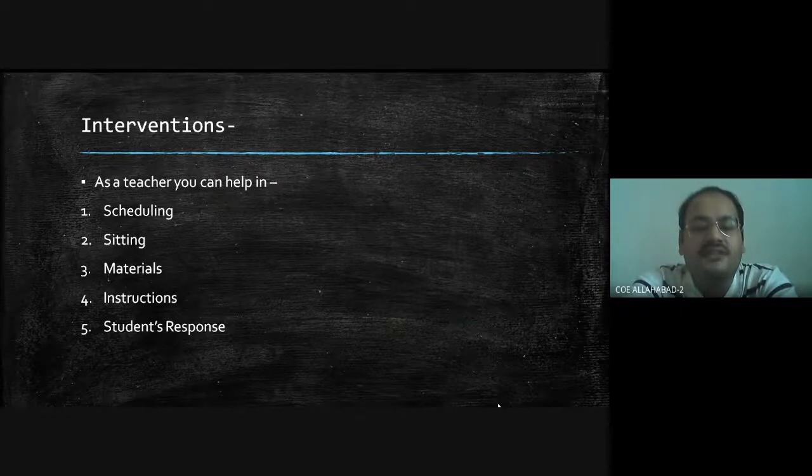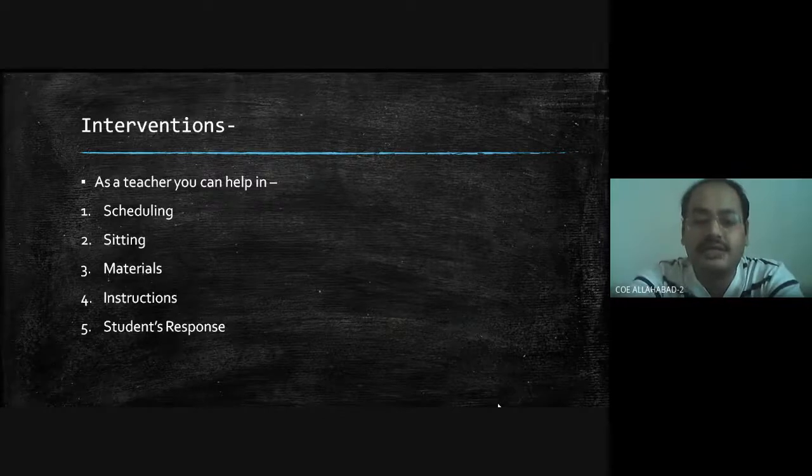For example, giving extra time to complete assignment or test. Sitting, that is, allow the child to do his work in smaller group or with a partner. You can also use the buddy concept. Number three, materials, providing notes by the teacher, or you can tape the lecture for the child.